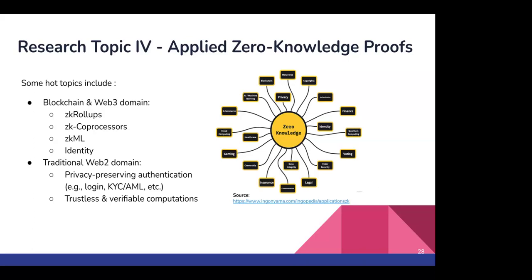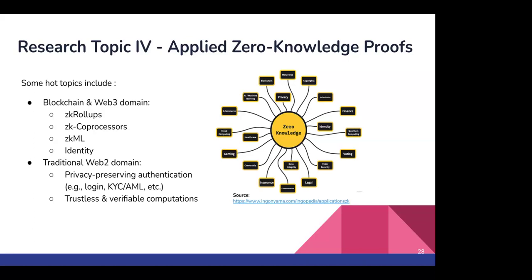Also, zero-knowledge proof based on machine learning is a very important topic, which will enable you to train the machine learning model in a more trustworthy way. Identity is definitely a very big topic for both the Web3 domain and the traditional Web2 domain.